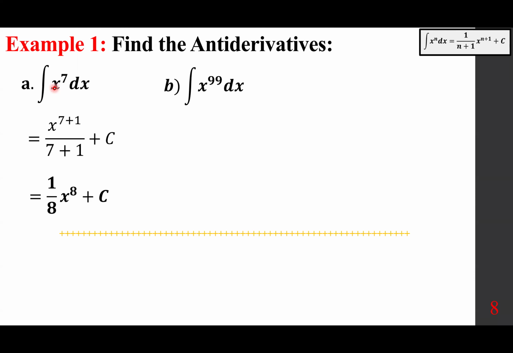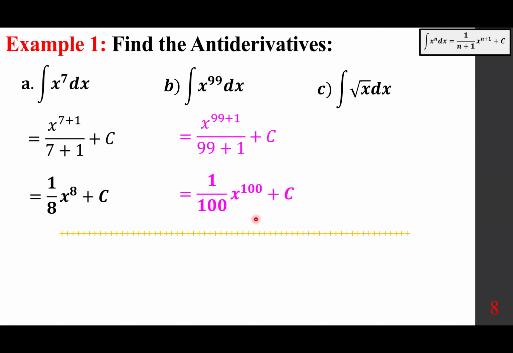What about the integral of x to the power of 99 dx? We do the same thing. We're going to add 1 to 99. So we get 1 over 99 plus 1, x to the power of 99 plus 1. And of course, a constant. Of course, 99 plus 1 is 100. So the final answer is 1 over 100, x to the power of 100 plus c. You don't have to write this. You can skip that if you are comfortable with the concept.